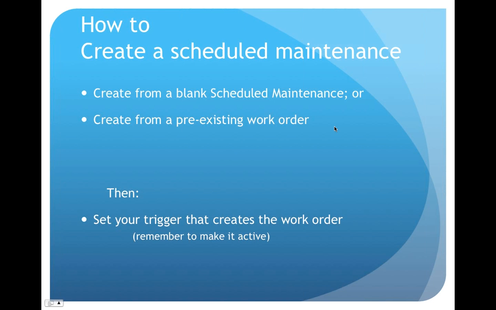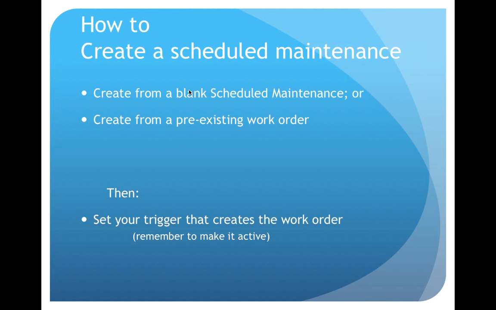So, returning to the scheduled maintenance, how do you create one? Well, there's two ways. One of them is you can create from a blank scheduled maintenance. So just like in the work order, you can click on new, and I'll go through that. And that will take you to a new work scheduled maintenance screen, and you can go through the process from there. And the alternative is to create one from a pre-existing work order.